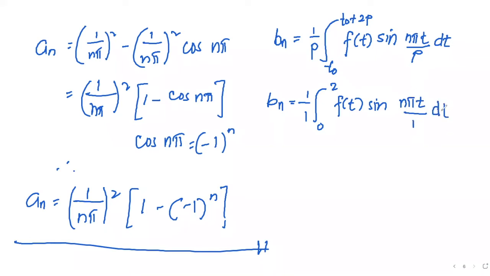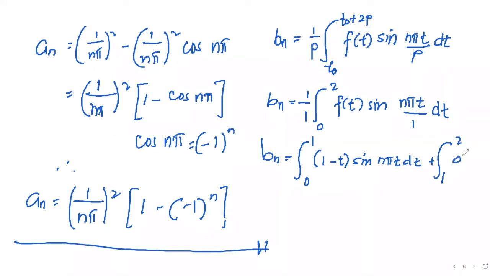This interval has two different values of the function. From 0 to 1, you have a function equal to 1 minus t multiplied by sine of n pi t dt. And for the interval 1 to 2, the value of the function is 0. 0 times sine of n pi t will give us 0. So basically, we can cancel this second term. Now to solve further, we need to use integration by parts technique to solve the integral of 1 minus t sine of n pi t dt.